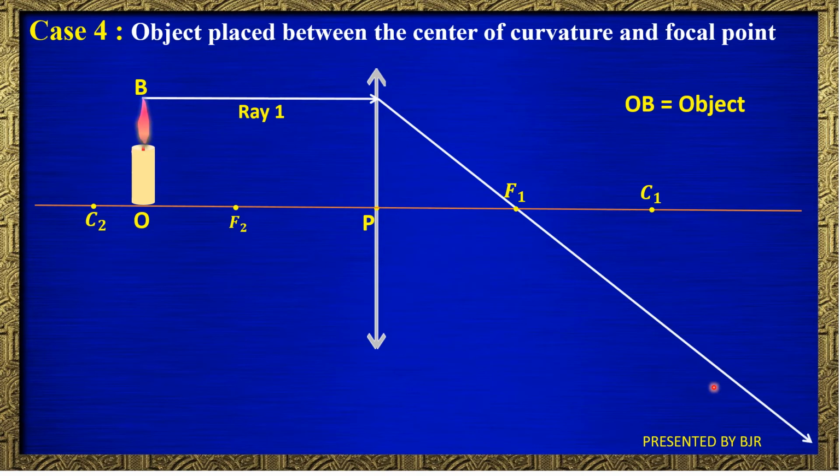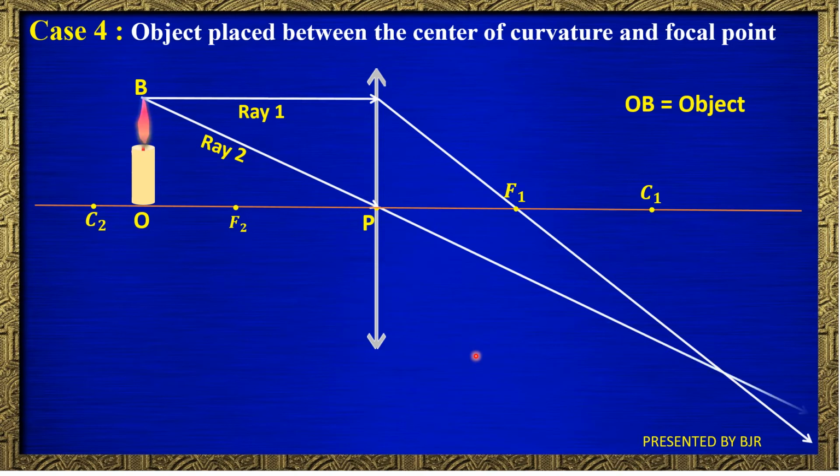Okay. Next, second refracted ray. I am going to draw the second incident ray through the optic center. This is ray 2. Because it is passing through the optic center, it will not get deviated. That's all. Now observe very carefully.